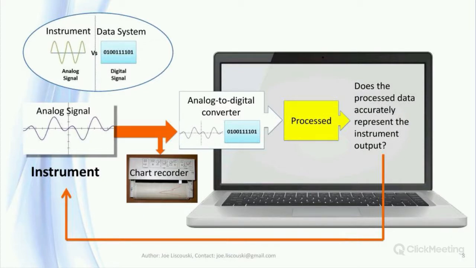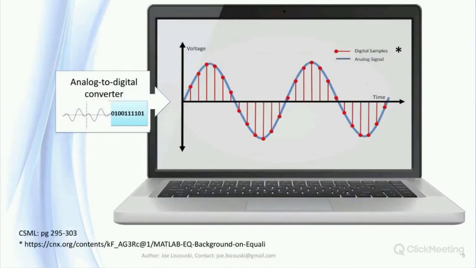As we increasingly rely on computers as a means of viewing instrument output, we have to ensure that we're not being misled by data filters.